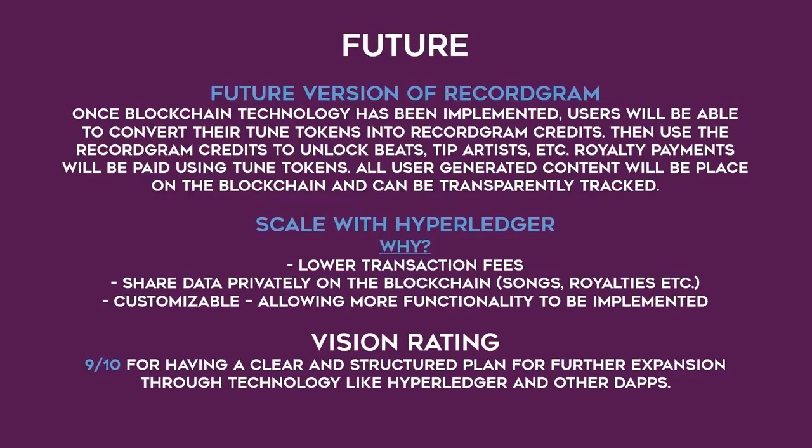And another part of the future plans of the Tune token project includes scaling with a very awesome technology called Hyperledger. So why did they choose Hyperledger? Well, it lowers the transaction fees. You can share data privately on the blockchain, in this case including songs, royalties, and so on. And the Hyperledger is also customizable, allowing more functionality to be implemented.